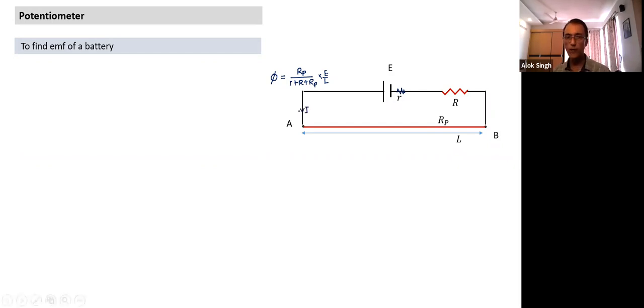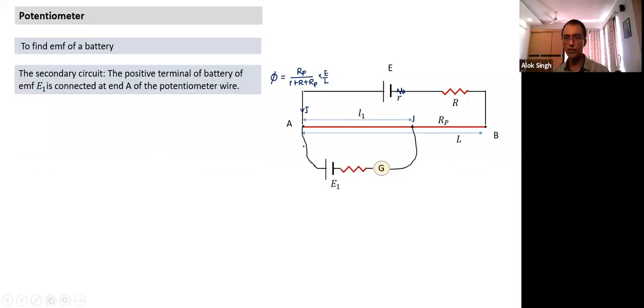Now let's see how we find the EMF of a battery. Now this is a battery E1. This is the secondary circuit. This whole thing is called the secondary circuit, and this is what we need to understand. So in this secondary circuit, what is connected? This is the battery for which I need to find the EMF. This is E1. Right now it is unknown.